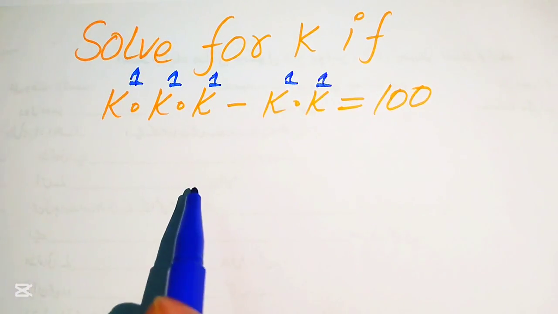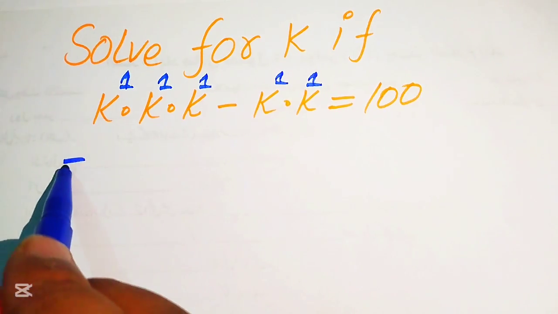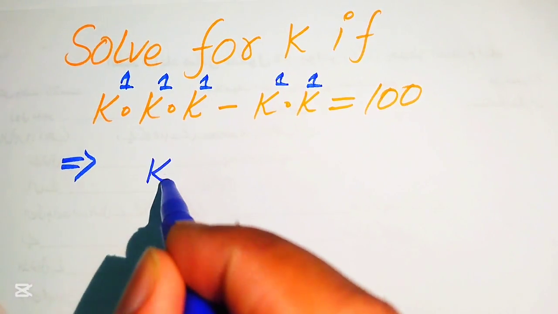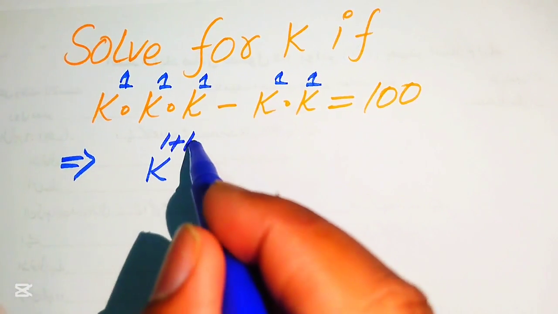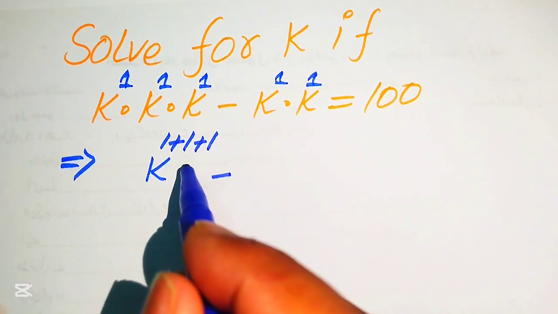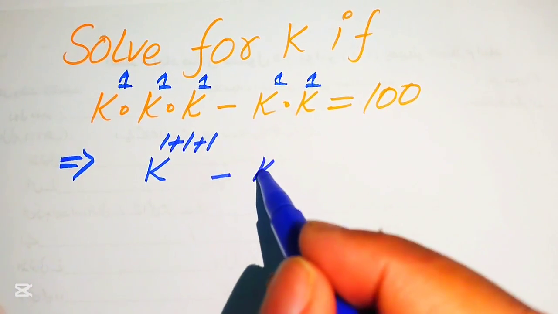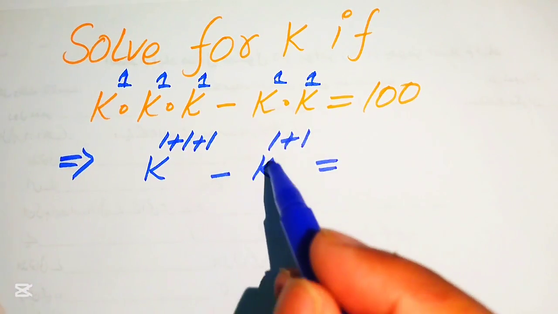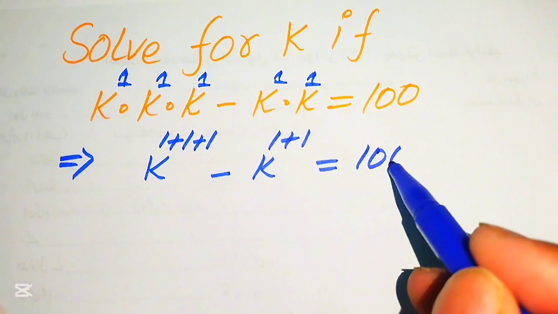So here we can apply the exponent law. According to that exponent law, if the bases are the same, then we add the exponents, so these will be written as k to the power of 1 plus 1 plus 1. Similarly, we add these two exponents and write it as k to the power of 1 plus 1.